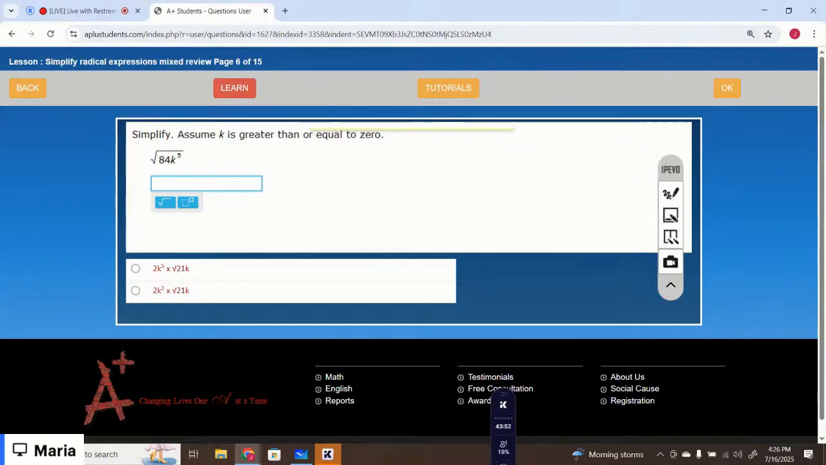Simplify square root 84 K^5. So which is the correct option? Option number 2 is the correct option.